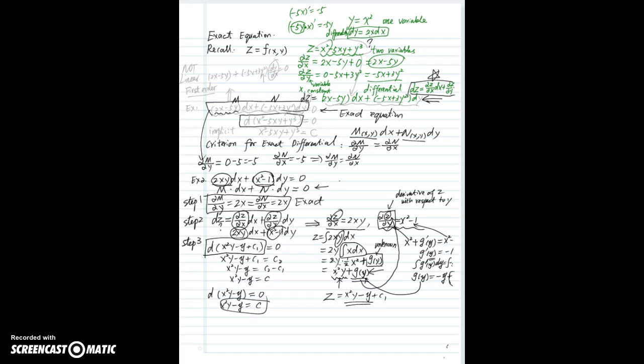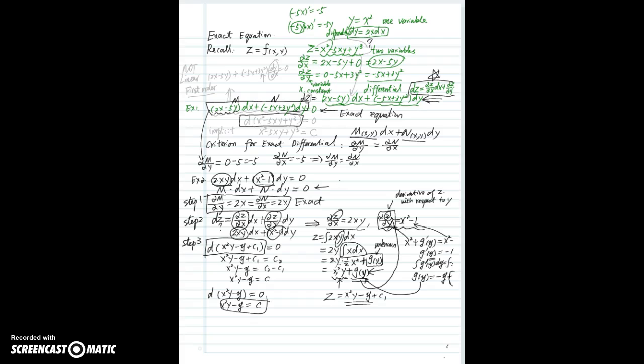Okay, so it looks like some function times dx plus another function times dy. That gives us another method of solving a differential equation. We will treat the left side, for example, if I have something like this, 2x minus 5y times dx plus negative 5x plus 3y squared times dy equals 0. That's exactly the differential of z, the left side of the equation.